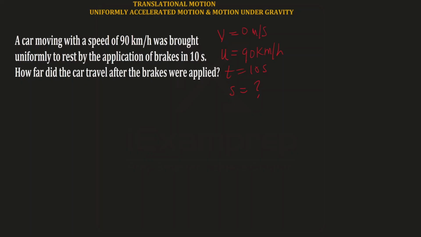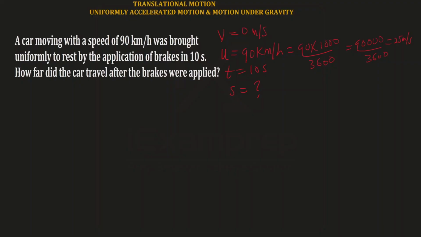Converting this to meters per second, this is going to give us 90 times 1000, because a kilometer is 1000 meters, then divided by 3600, because 1 hour is 3600 seconds. This is going to give us 90,000 over 3600, and 90,000 over 3600 is equal to 25. So initial velocity is 25 meters per second.